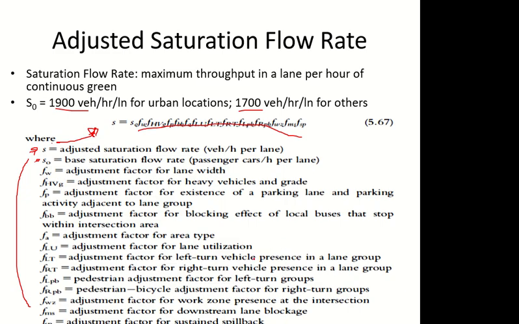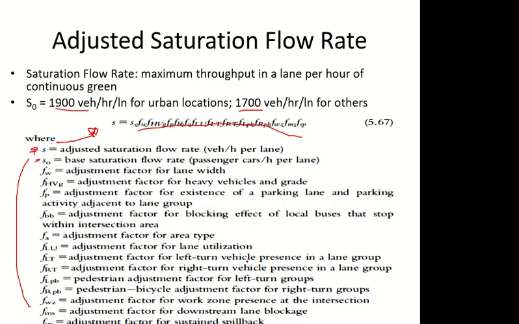So this is the lane utilization issue, that if multiple lanes share the same movement, how will the drivers divide in these lanes? This is called lane utilization. Then you have factor for left turning vehicles. If your lane is allowing for left turning, you have separate adjustment factor. Same thing for right turning as well, if your lane allows right turning.